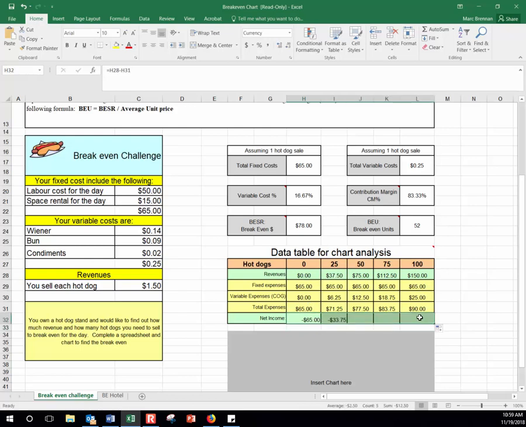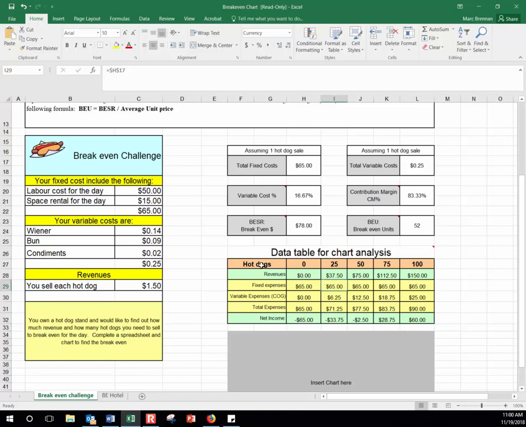And then we can click and drag. Over time, we see that we start to make money. So just after 50, we start to make money here. That makes sense, doesn't it? Because at 52, that's how much our break-even units are. So now that we've got this table developed, we can actually start to build a chart.